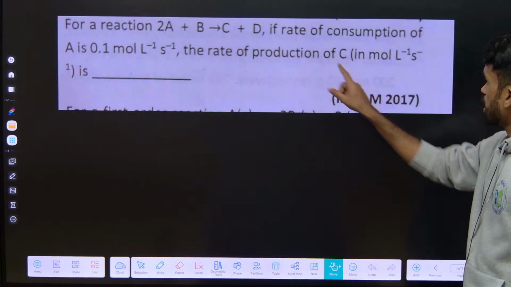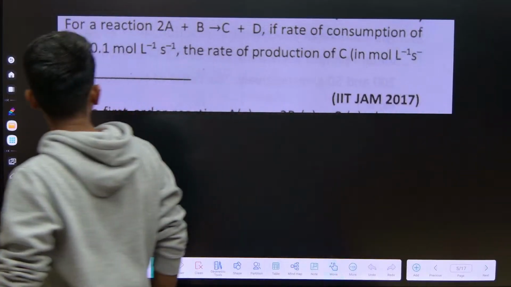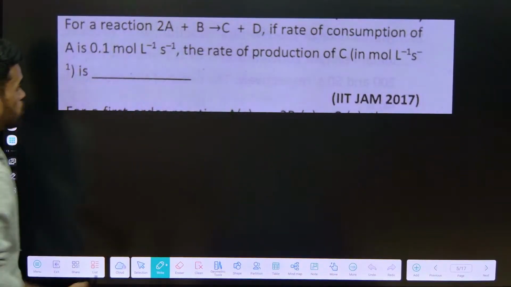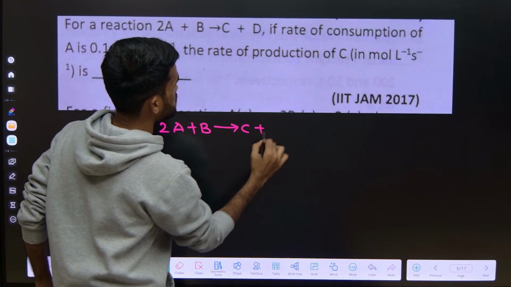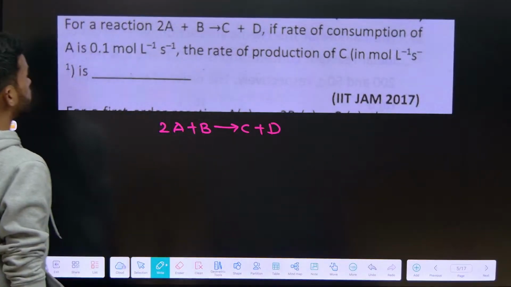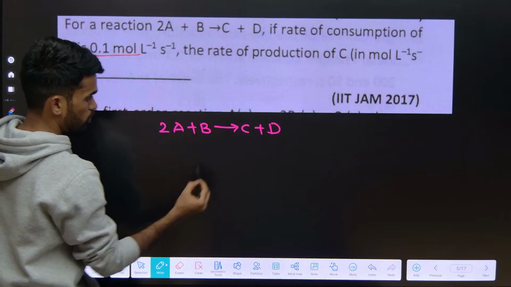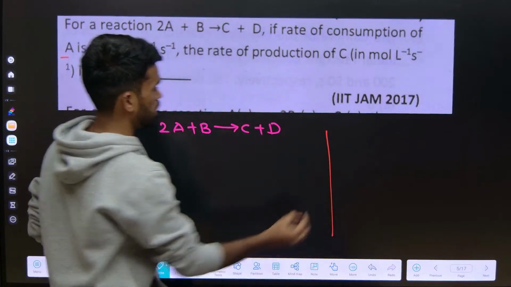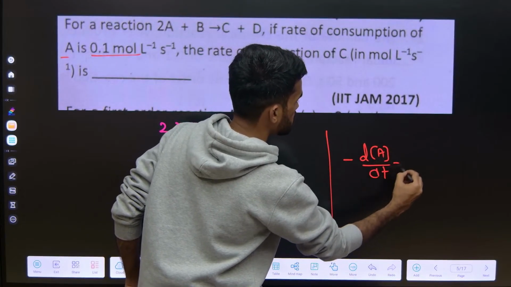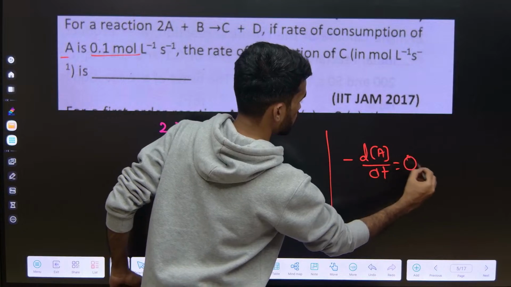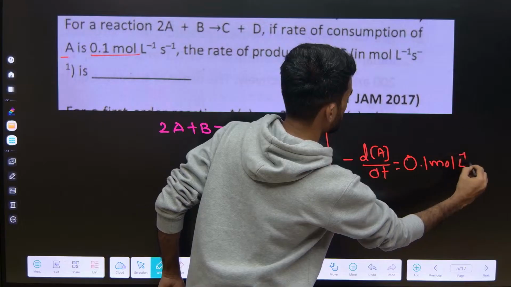Again, this is an IIT JAM 2017 question. So just look at the question once. For a reaction 2A plus B gives rise to C plus D, if the rate of consumption of A is 0.1, it means what? They are saying rate of consumption, it is nothing but minus dA by dt equals 0.1. How much is it? 0.1 mole per liter per second.